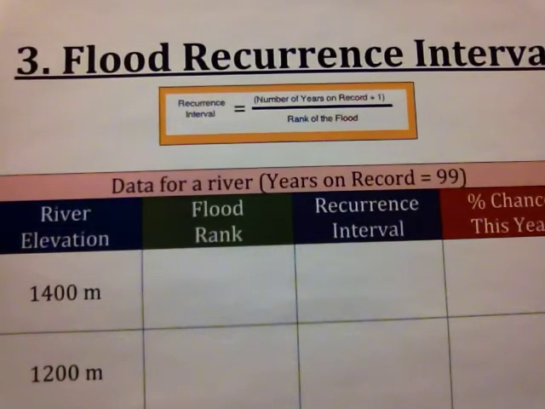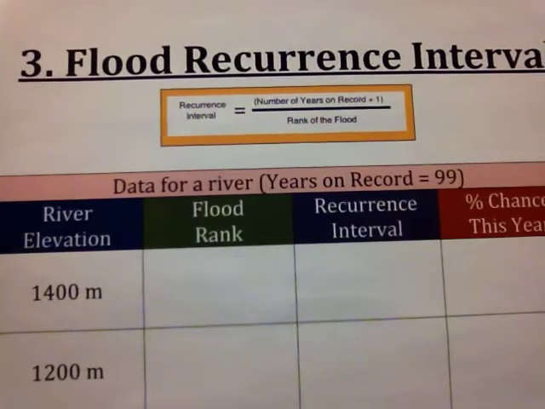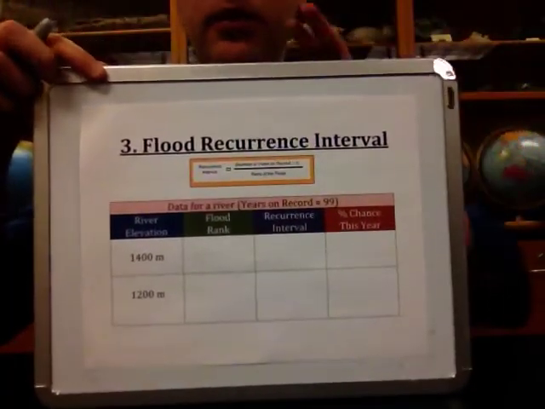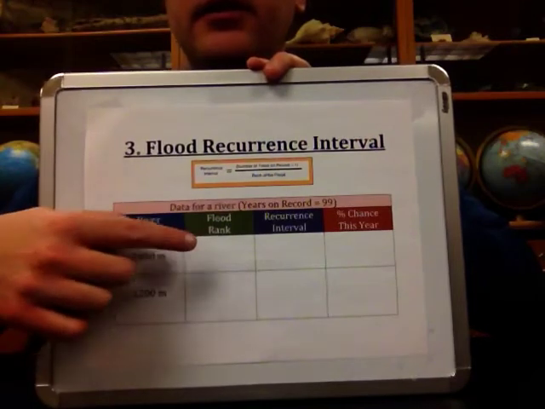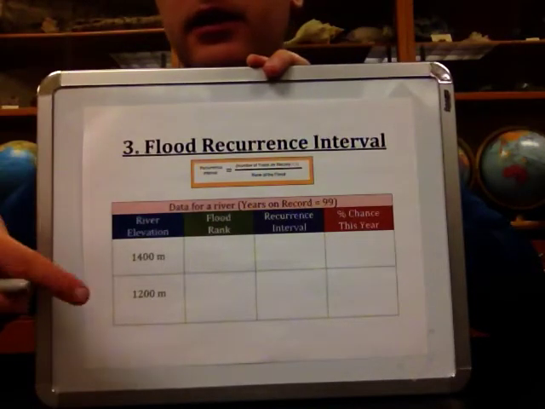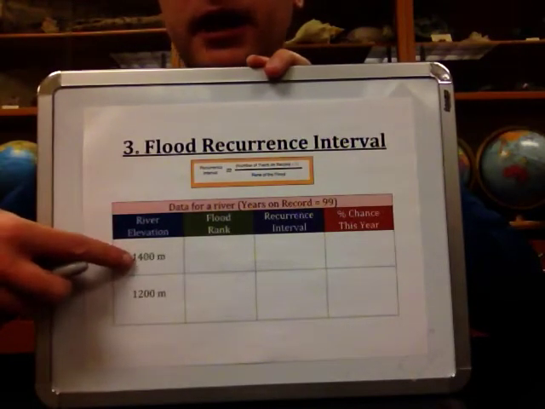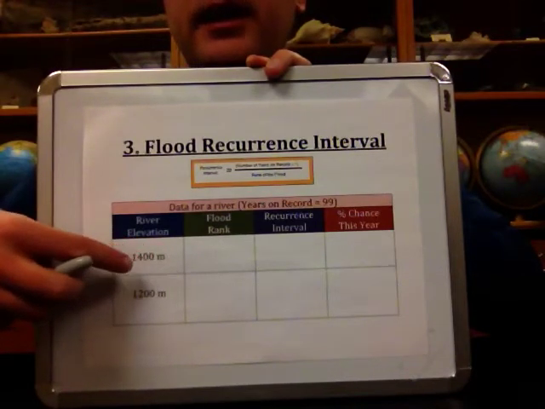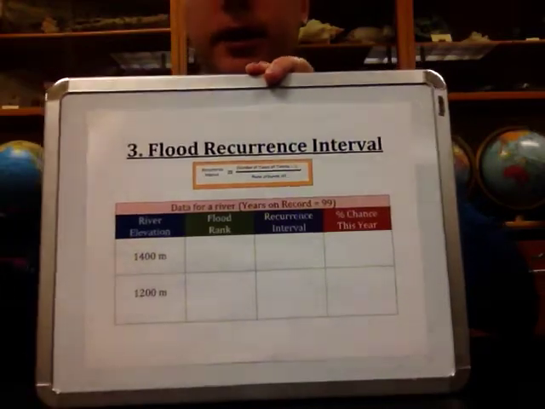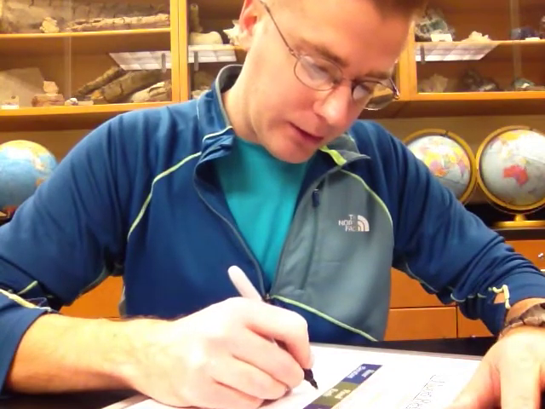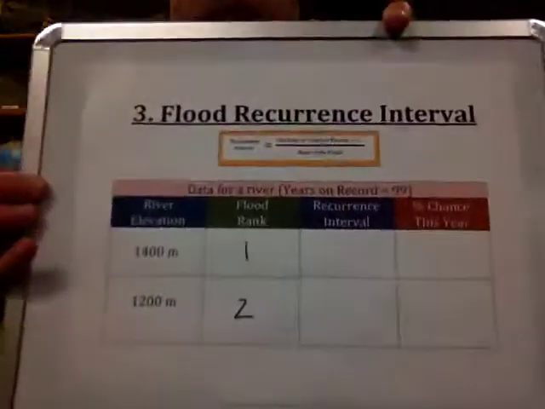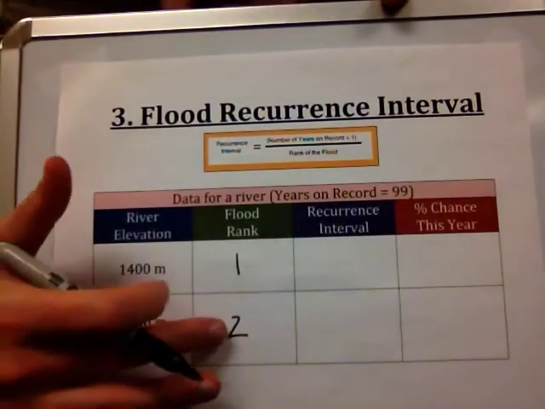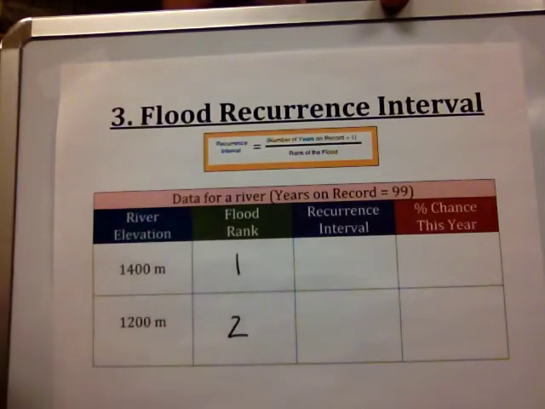So the equation we're going to use is up here, where the recurrence interval equals the number of years on record plus 1 divided by the rank of the flood. Looking at the data that you're given, the rank of the flood works like this. The largest flood, which means the river's highest elevation recorded in your data set, gets a rank of 1. Then the next highest flood gets a rank of 2, and however many you have in your data set, you keep adding a number up for each one. So the biggest flood is 1, and then smaller floods get higher numbers. So we have our floods ranked 1 and 2.